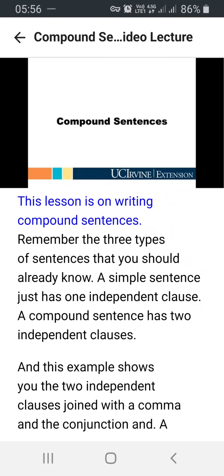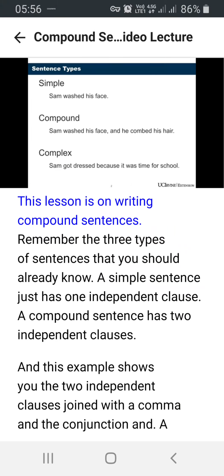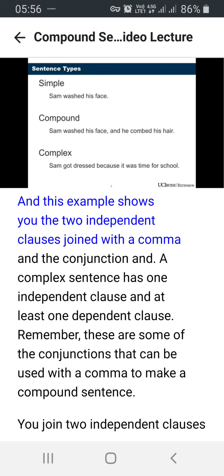Sentences. Remember the three types of sentences that you should already know. A simple sentence just has one independent clause. A compound sentence has two independent clauses, and this example shows you the two independent clauses joined with a comma and the conjunction and. A complex sentence has one independent clause and at least one dependent clause.